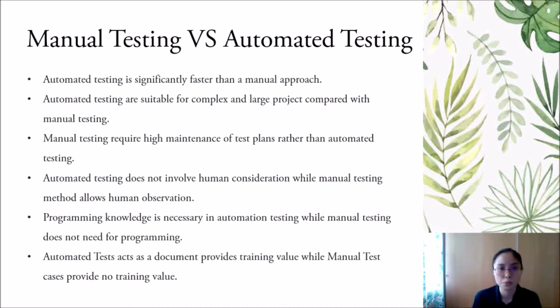So in terms of human observation, automated testing does not involve human consideration, therefore it can never give assurance of a user-friendly and positive customer experience, while the manual testing method allows human observation, which may be useful to offer a user-friendly system. In addition, programming knowledge is necessary in automated testing, while manual testing does not need programming knowledge.